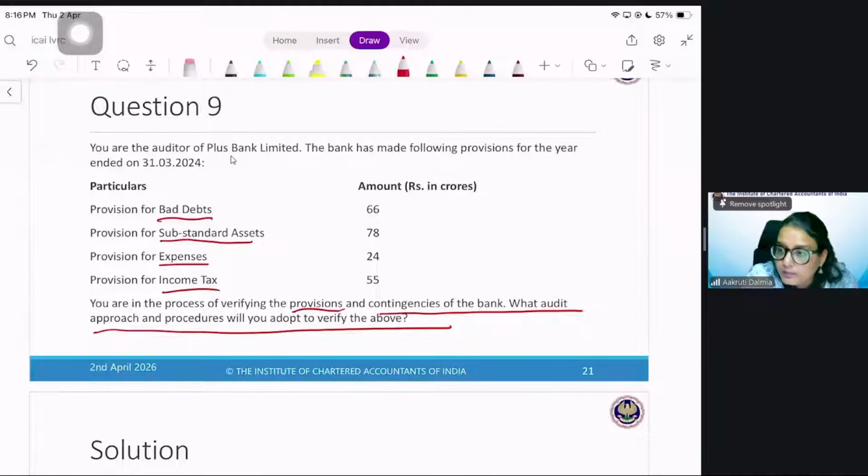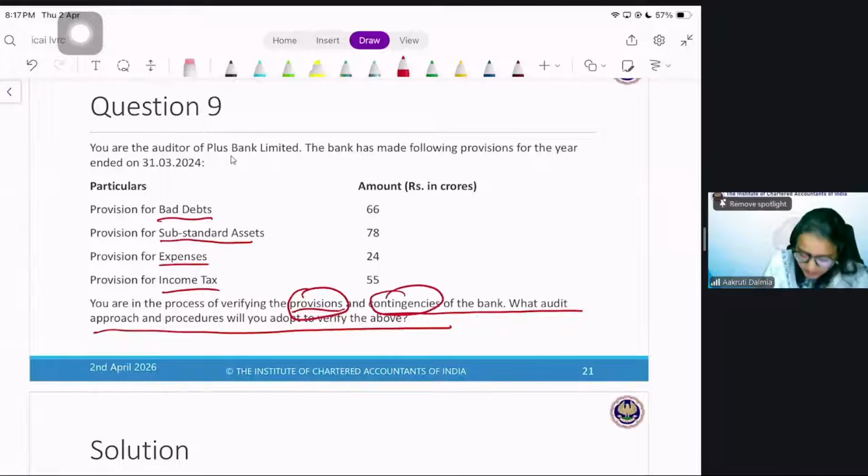Again, what are you doing? You are doing audit. When audit comes up, what should come to your mind? If you do audit of anything, what should immediately come to your mind? What did I teach you in the first question? Assertions. What are they telling you to do in this question? You have to verify provisions and contingencies. What are the procedures you will perform?